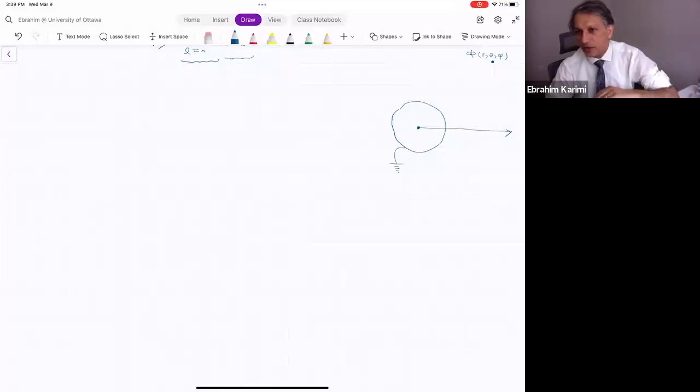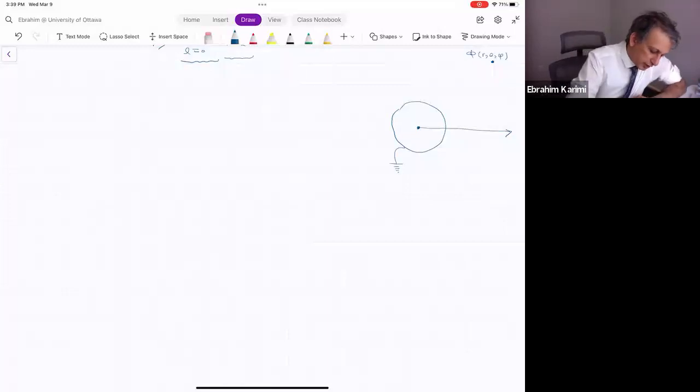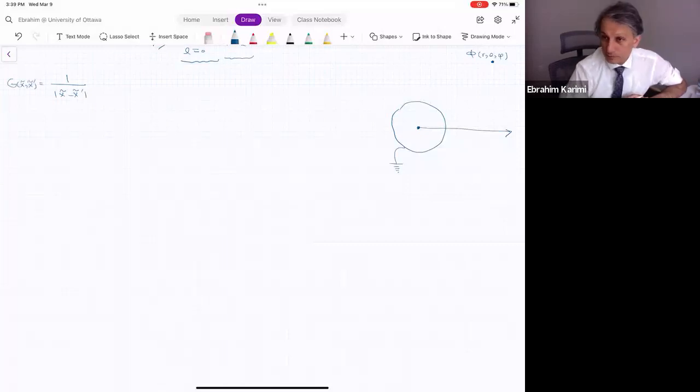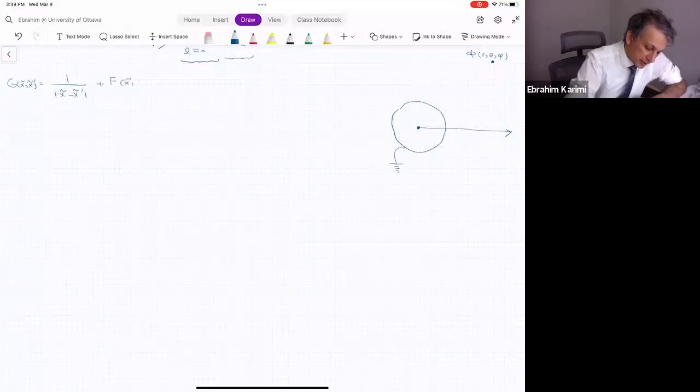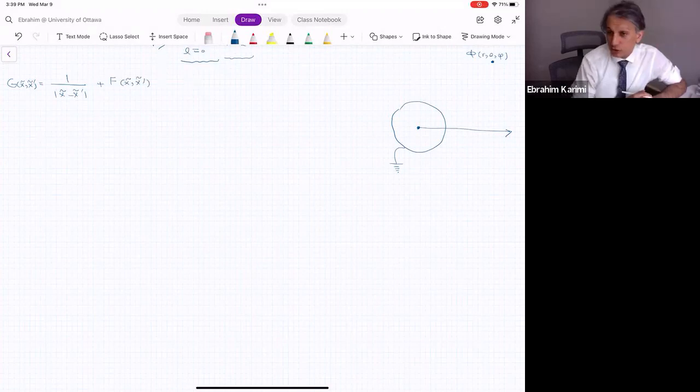So we got this sphere. The Green function that we had was 1 divided by |x minus x prime|. That was the Green function. And with the sphere, which is grounded, we need to find F of x and x prime, which allows us to satisfy the boundary condition.